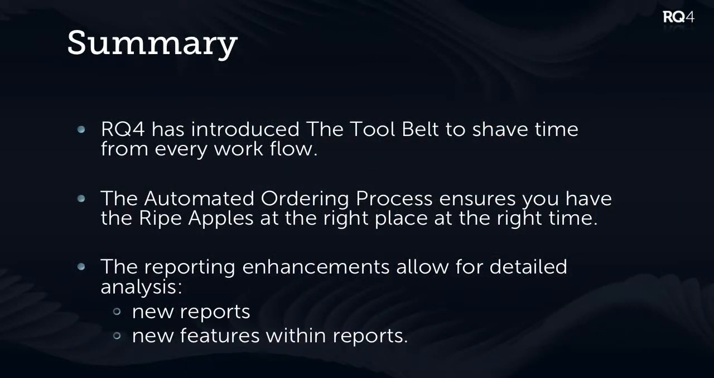So in summary, today we've talked about the tool belt, all the new tools and features that we've added to the system to shave just a little bit of time from every workflow. We've talked about the automated ordering process, making sure that you always have the right apples in the right place at the right time. And we've also put in a lot of enhancements to existing reports and also a lot of new features within the reports. And we've completely revamped some reports like the stale inventory report as well. And it's something that's there now that you didn't have the access to before. So I think the latest RQ4 enhancements are really proof that we are winning the inventory management game.